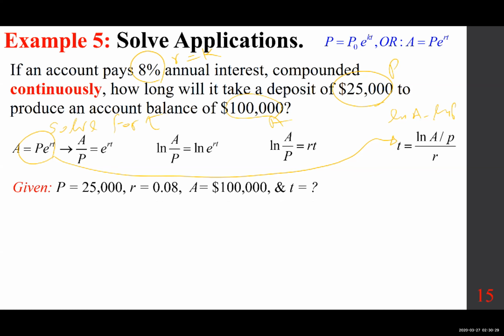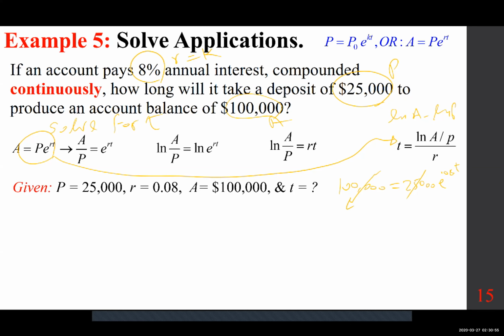Now you have a choice, okay? Let me just start with, the choice is you can say 100,000 equals what? 25,000 e to the power of, what was the rate? 0.08T, and finish the job. I hope you realize you have 4 on the left side, and go through the process.